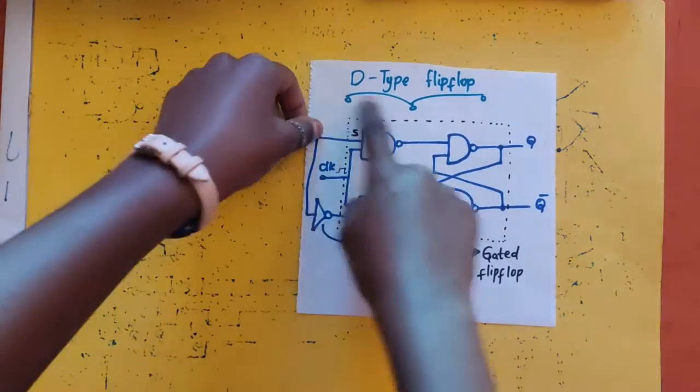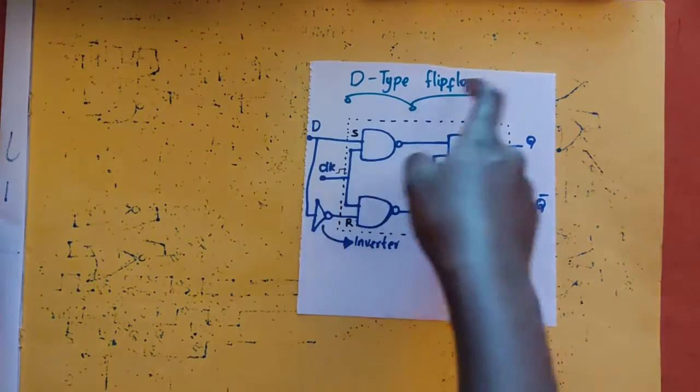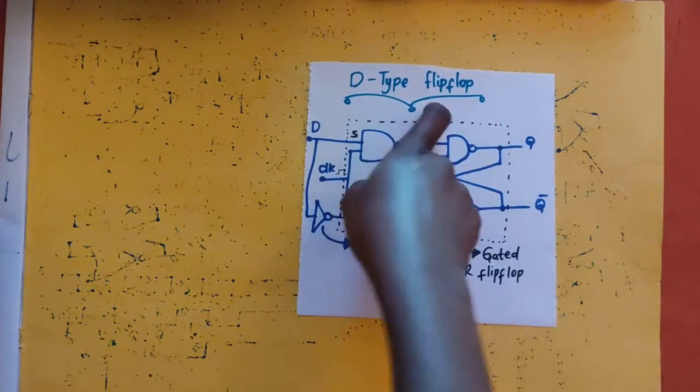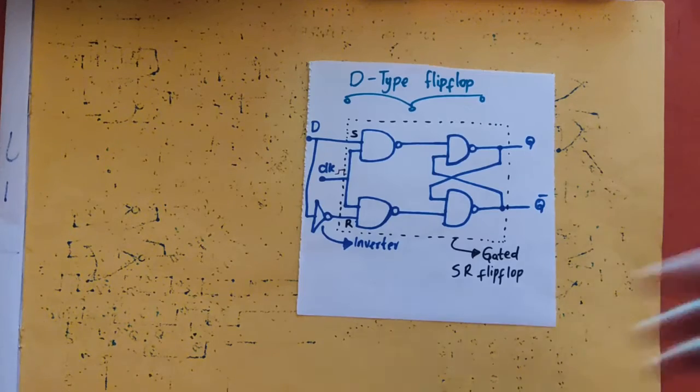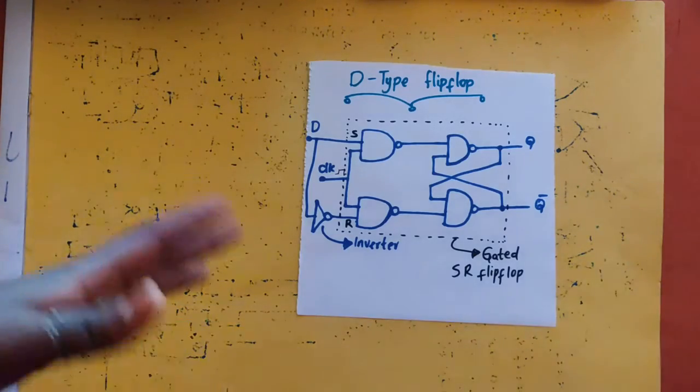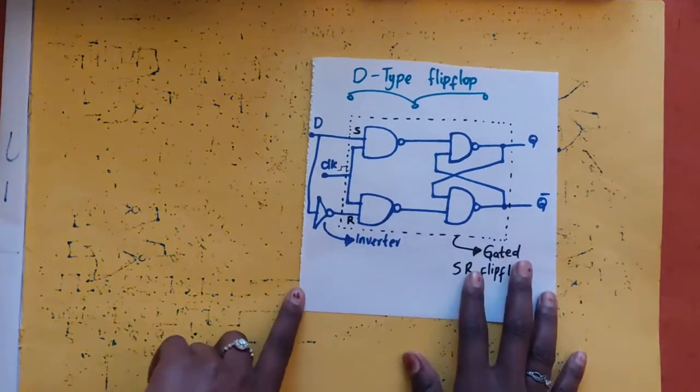The D-type flip-flop stands for the data type flip-flop. The D is for the data. In the JK, I forgot to mention, the JK flip-flop has no exact meaning. It just stands for the name of the designer, who I think is Jack Kilby. So that's why he used JK, just to differentiate it from the SR flip-flop.